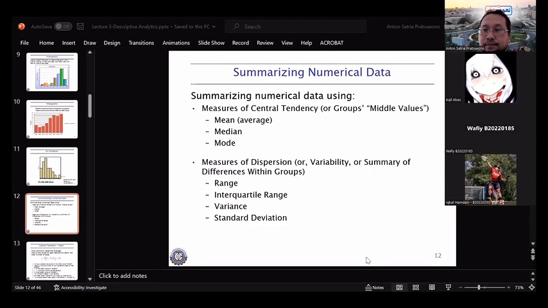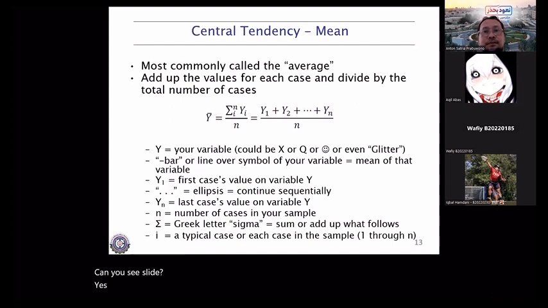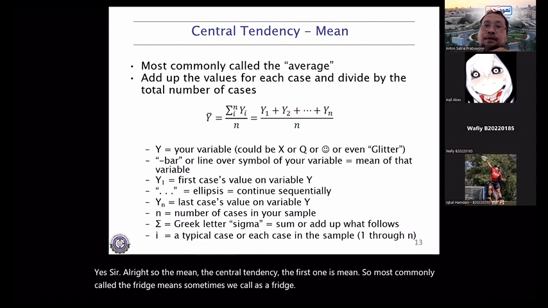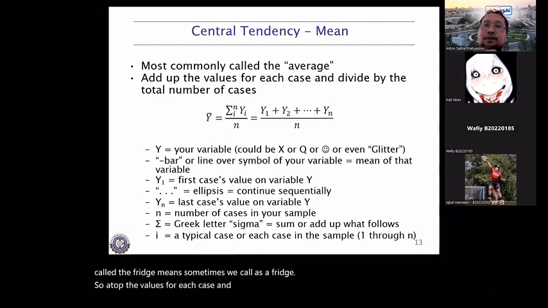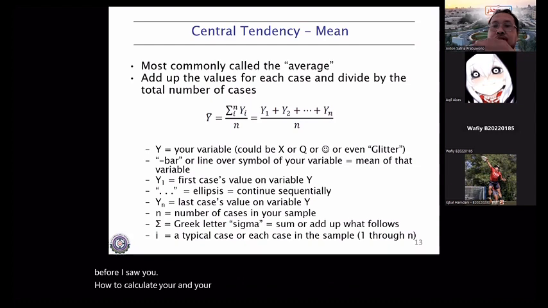All right. So can you see the slide? Yes, sir. All right, so the mean, the central tendency. The first one is the mean, most commonly called the average. Mean is sometimes called average. So add up the values for each case and divide by the total number of cases. We have learned this before. I showed you how to calculate, and your friend also answered the question. Try to calculate the mean, or the average, the same meaning.